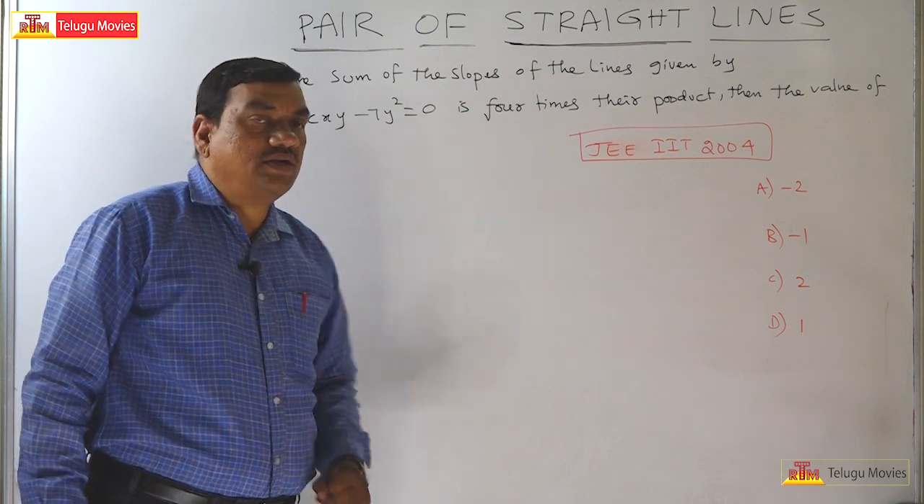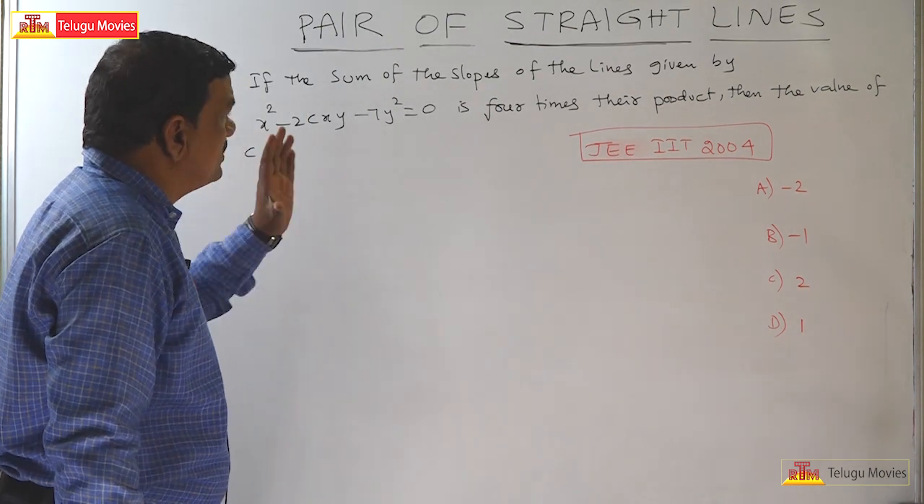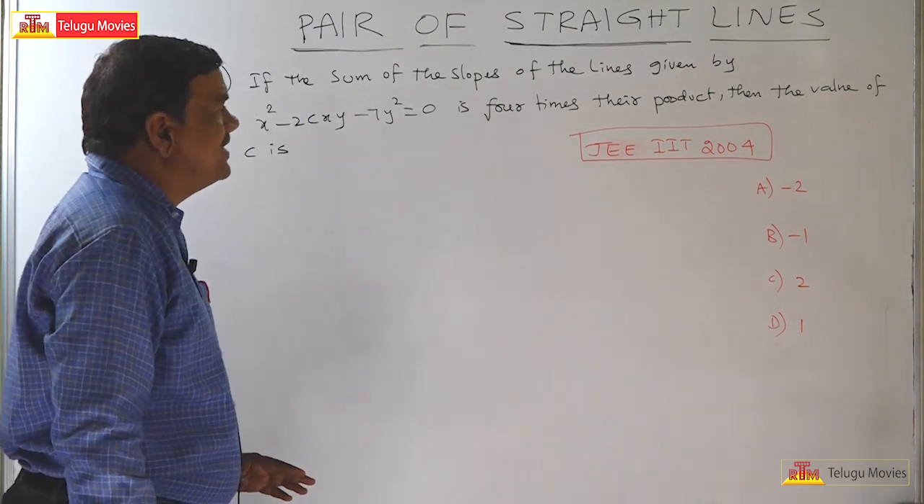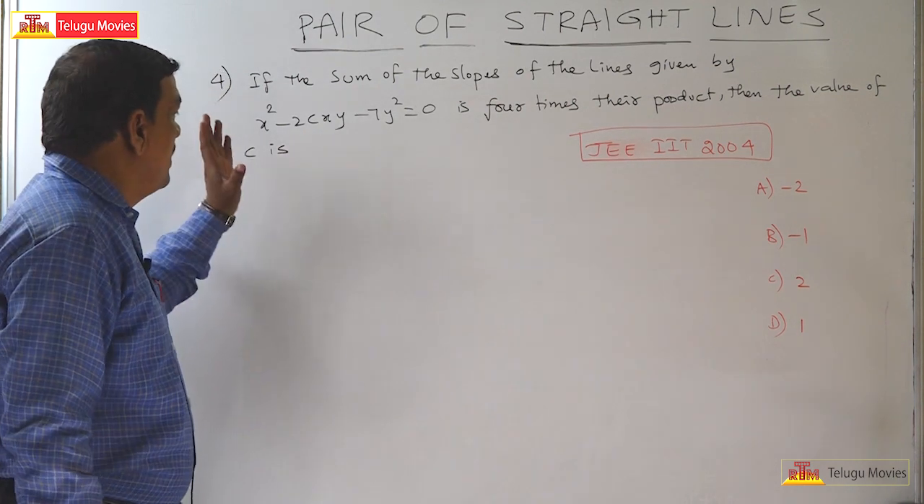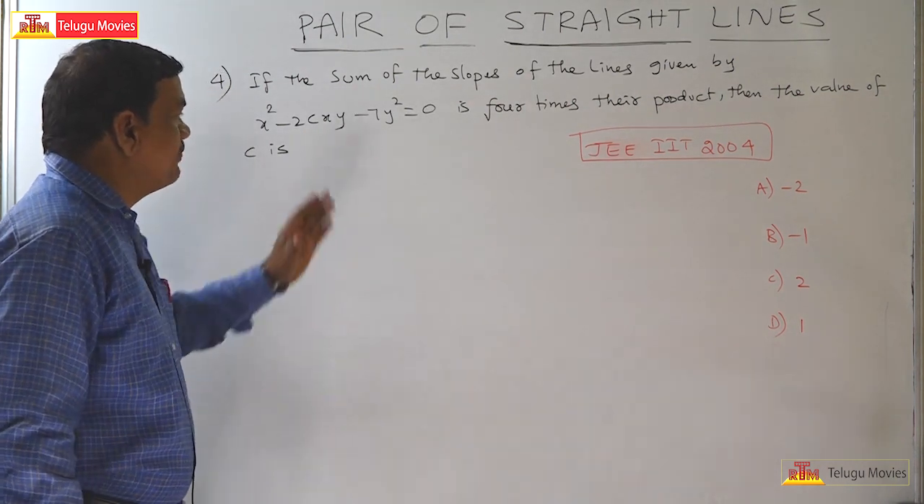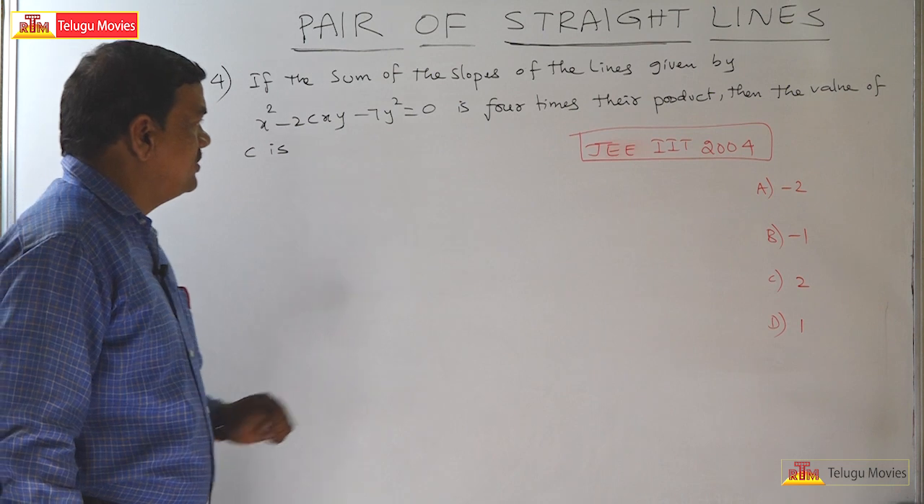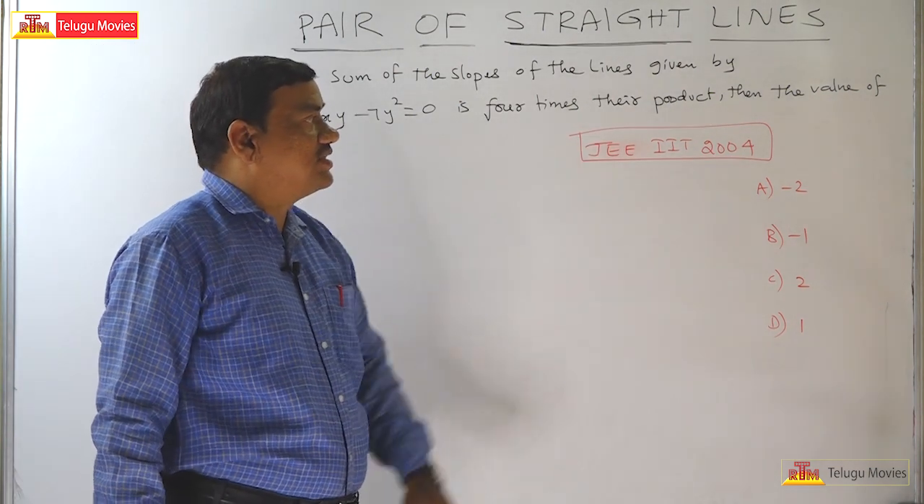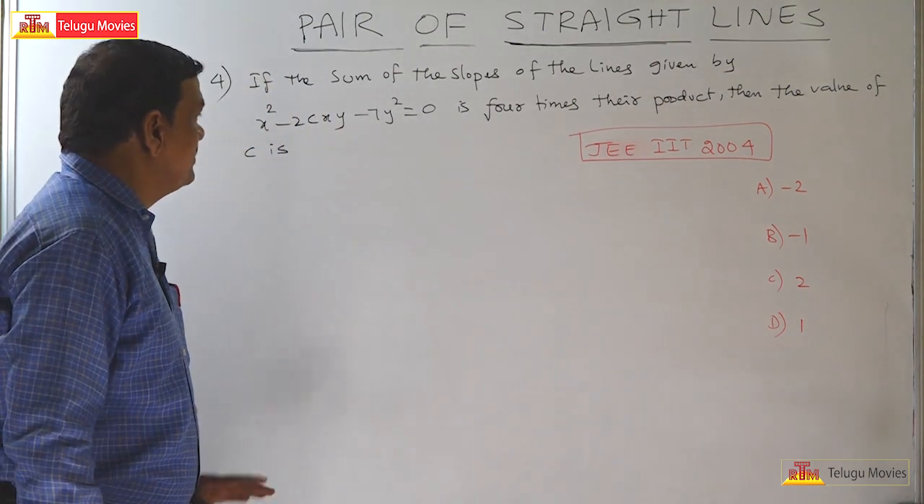Welcome to this next problem. If the sum of the slopes of the lines given by x square minus 2c xy minus 7y square is 4 times their product, then the value of c is.